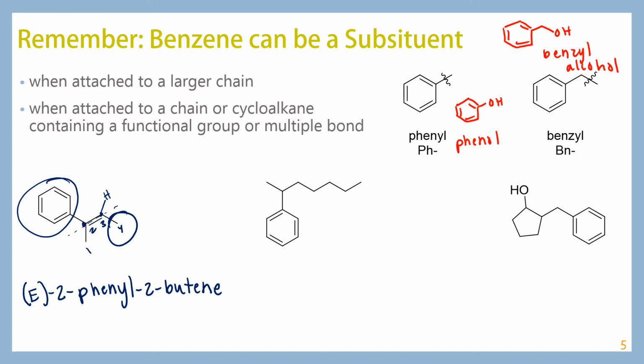In our next example, this one is much simpler. We have a long carbon chain. It has more carbons than the benzene ring does, so that makes it the priority. So this molecule has a phenyl substituent. This is going to be 2-phenyl heptane.